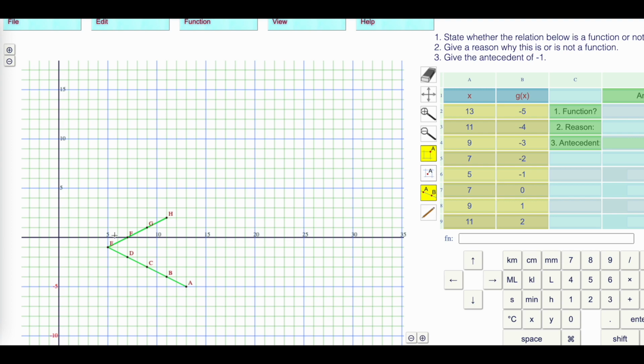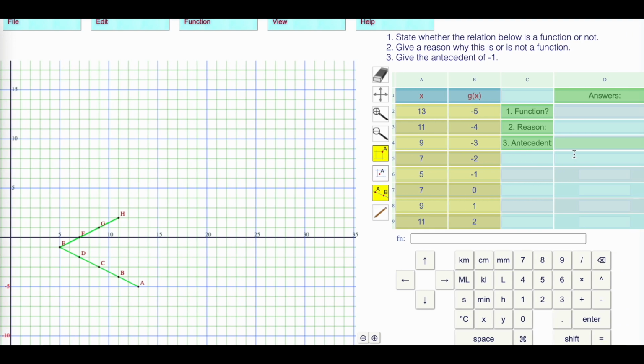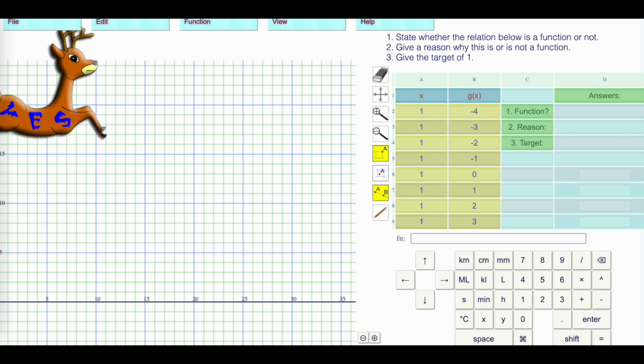For every x value, you have two y values, so one to many relation. One to many. This is not a function. The antecedent of -1 is the one that comes before. Ancestor comes before you, antecedent comes before the target. This is 5. And you press enter to see if you're right.